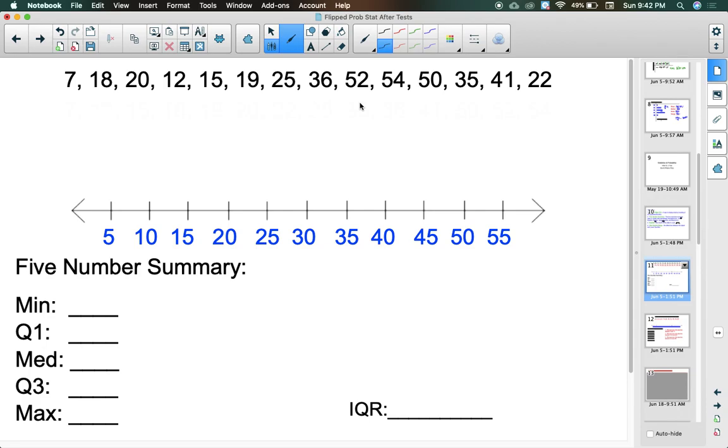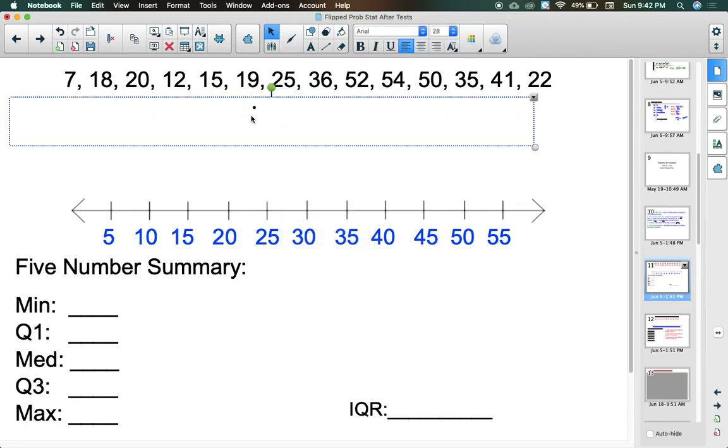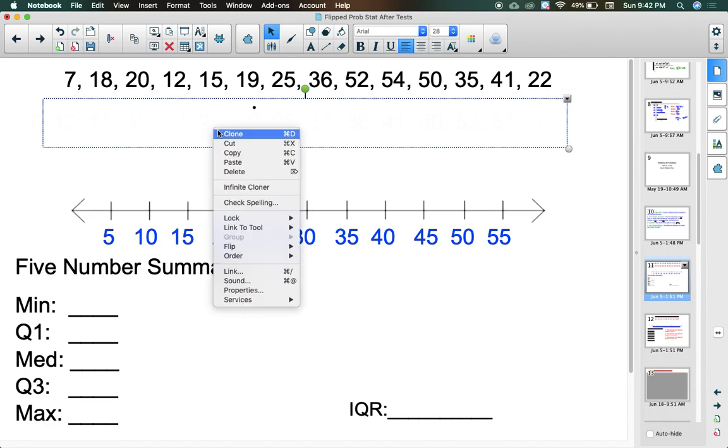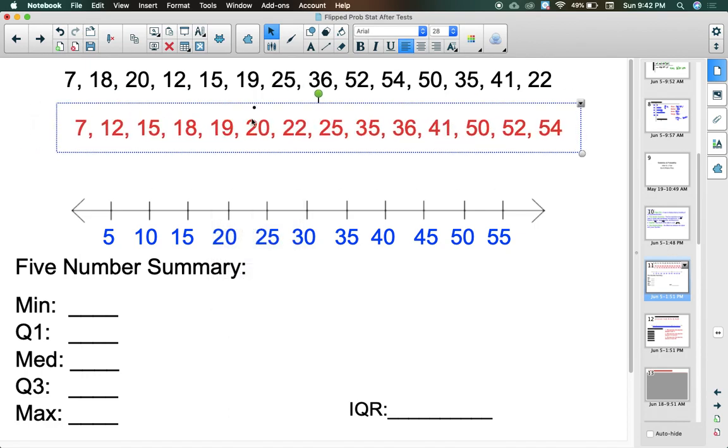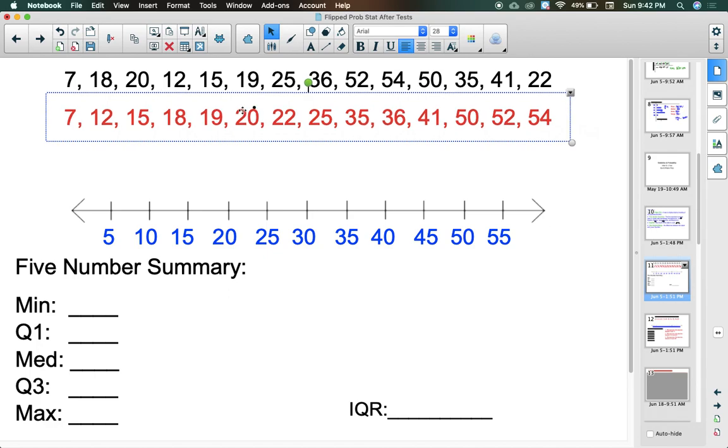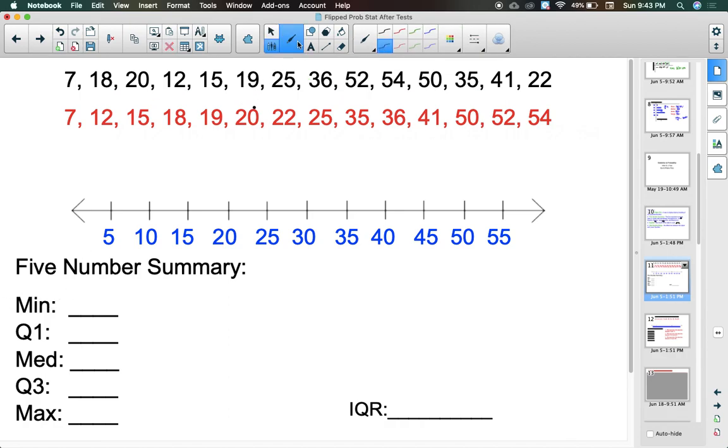Okay, so I'm trusting that you paused the video and put the numbers in order. So did I. Here they are. So in red, those are our numbers in order, and that's going to help us to do our 5-number summary. Like I said before, the easiest numbers to always find are the minimum, the maximum, and then the median will come next. So the minimum is our lowest number, that is 7. The maximum is our largest number, that's 54.